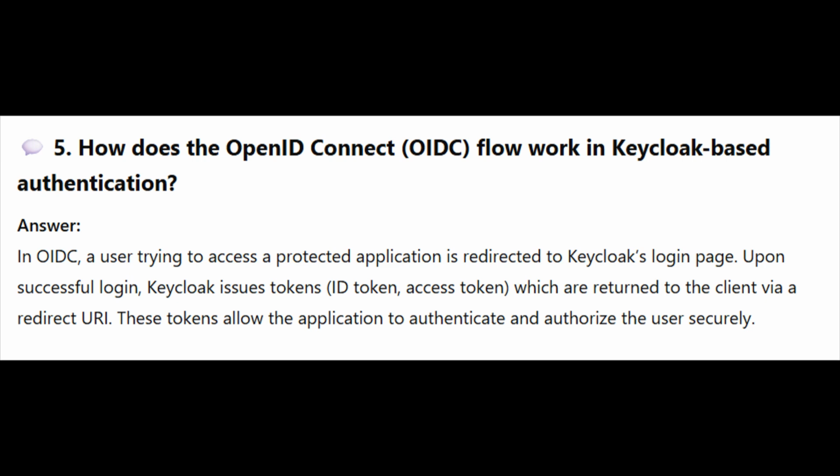How does the OpenID Connect OIDC flow work in Keycloak-based authentication? Answer. In OIDC, a user trying to access a protected application is redirected to Keycloak's login page. Upon successful login, Keycloak issues tokens, an ID token and an access token, which are returned to the client via a redirect URI. These tokens allow the application to authenticate and authorize the user securely.